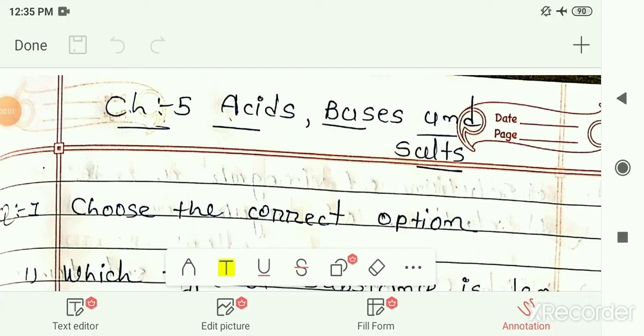Hello students, in this video we are going to study some extra exercise for chapter number 5. The chapter name is Acids, Bases and Salts. Class 7, Subject Science, NCERT.